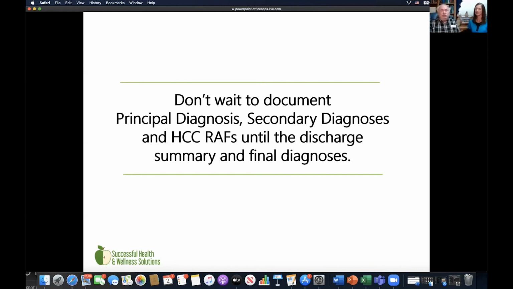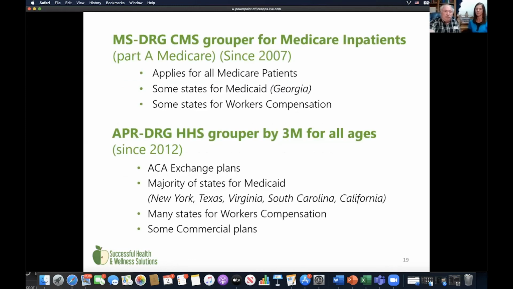So don't wait to document the principal diagnosis, secondary diagnoses, and HCC RAFs until the discharge summary and the final diagnosis. So, MS-DRGs: the CMS grouper for Medicare inpatients. This is going to be your Part A for Medicare. It's been in effect since 2007. It applies for all of our Medicare patients and some states for Medicaid. It applies for Georgia, and then some states for workers' compensation.